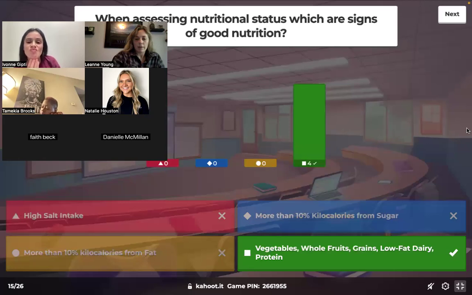Yep, you guys all got that right. The vegetables, whole fruits, grains, low fat dairy, and protein. I don't really know what the 10% of kilocalories or the fat or anything like that is. So, yep, you guys all got that.